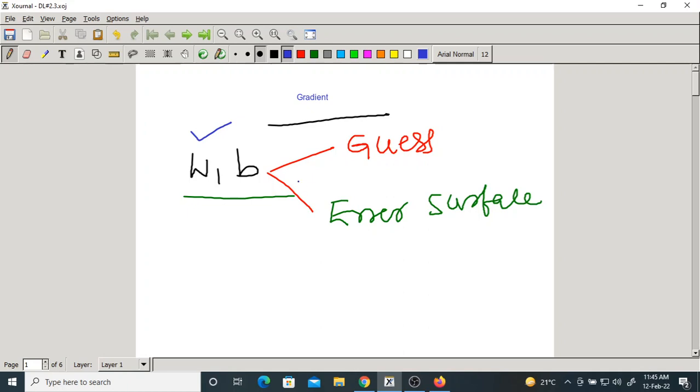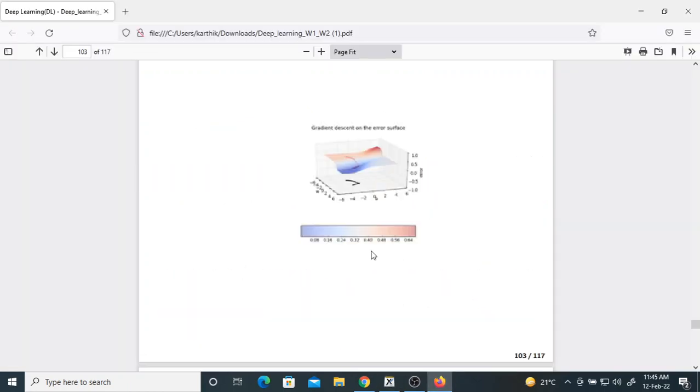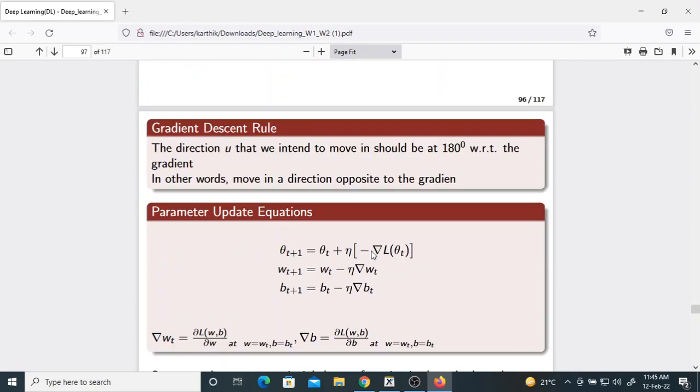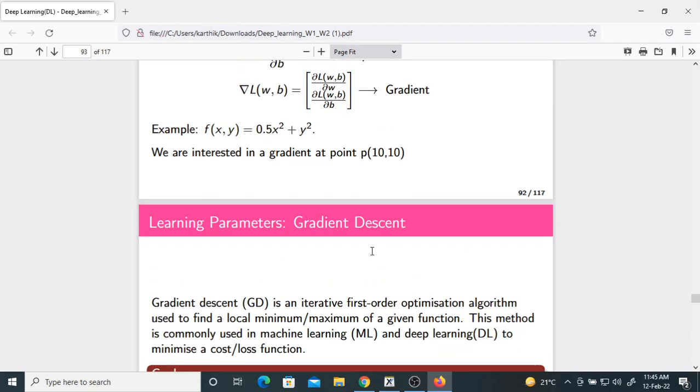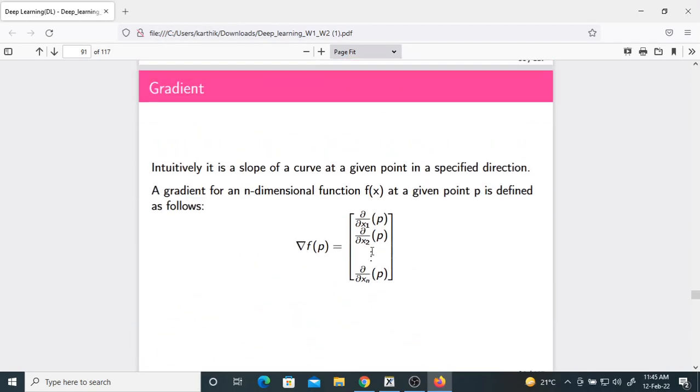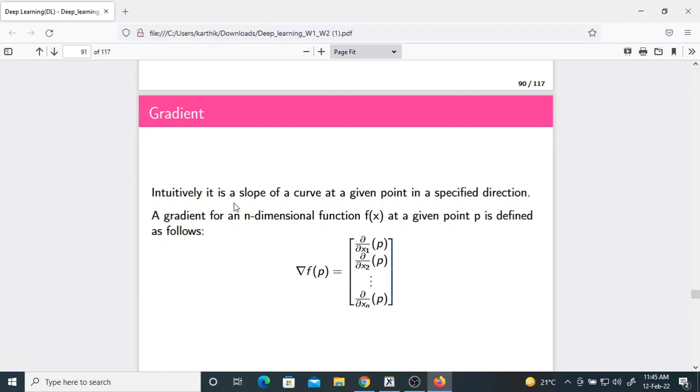Okay, so now we will discuss what is the principled way of learning these parameters w and b. Before that, let us see what is a gradient. You might have studied this gradient in your previous courses. Gradient means it is a slope in a particular direction at a specific point. So gradient means a slope of a curve at a given point in a specific direction.